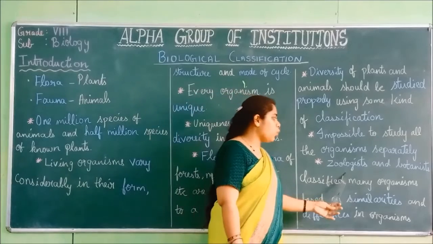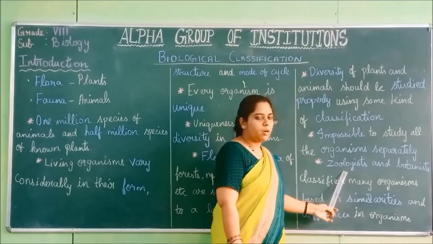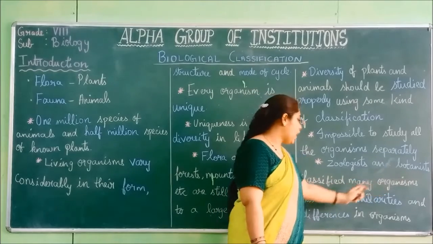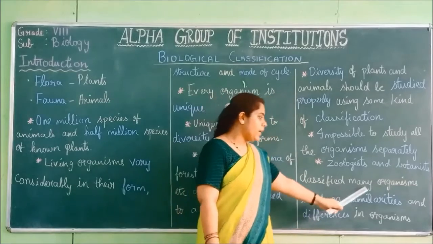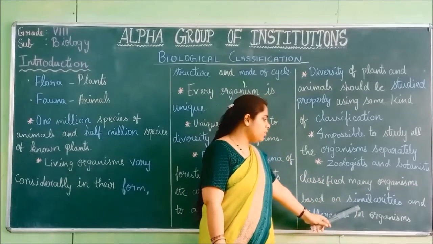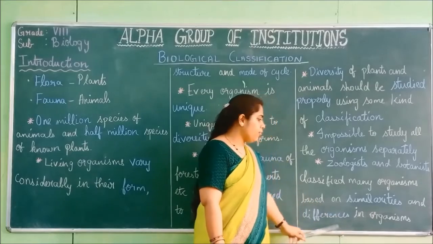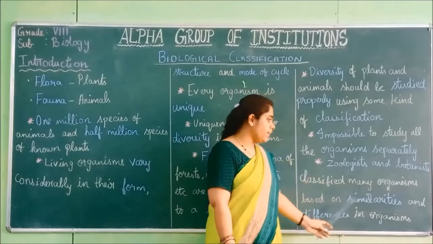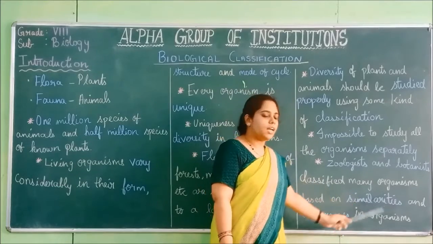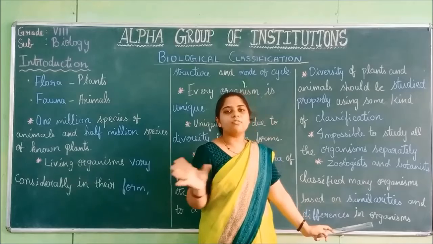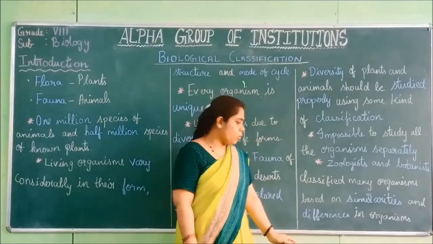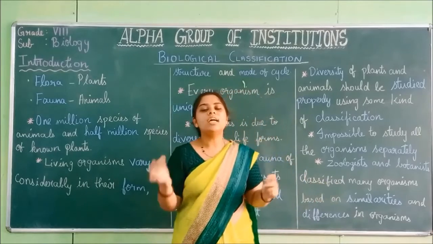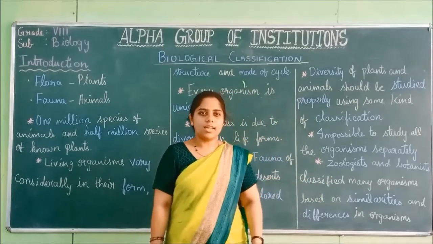And finally, zoologists, people who study animals, and botanists, people who study plants, classify many organisms based on similarities and differences in organisms. So zoologists and botanists classified all the organisms based on the similarities of organisms, and they are put into one group, and those groups were compared with one another to know the differences in the organisms.